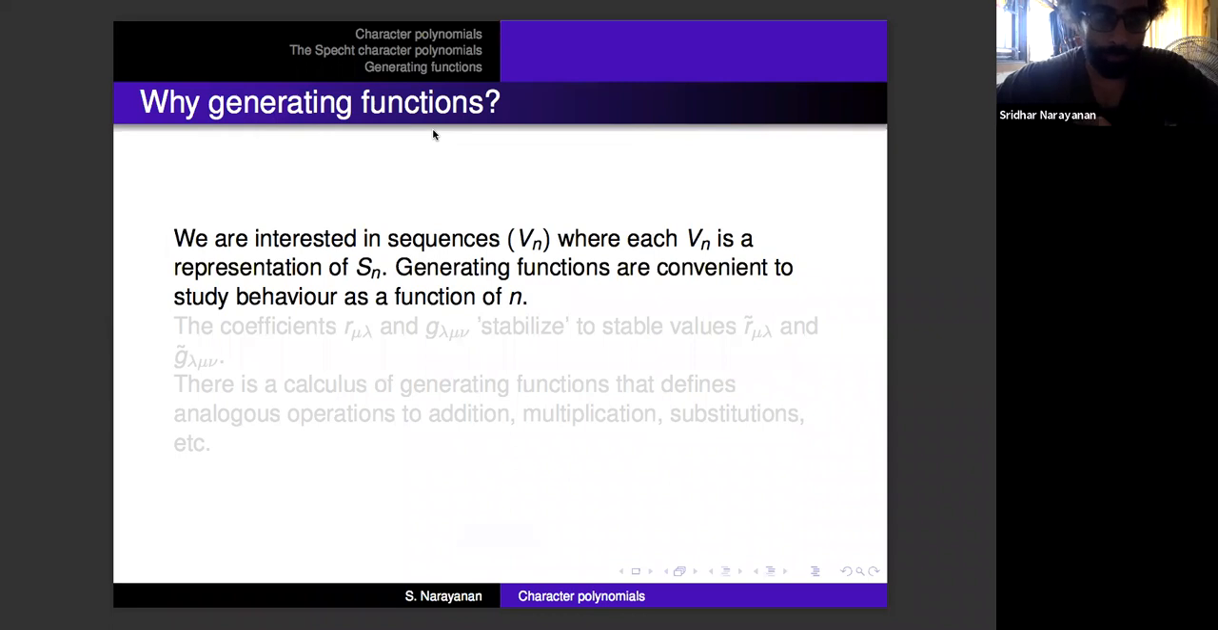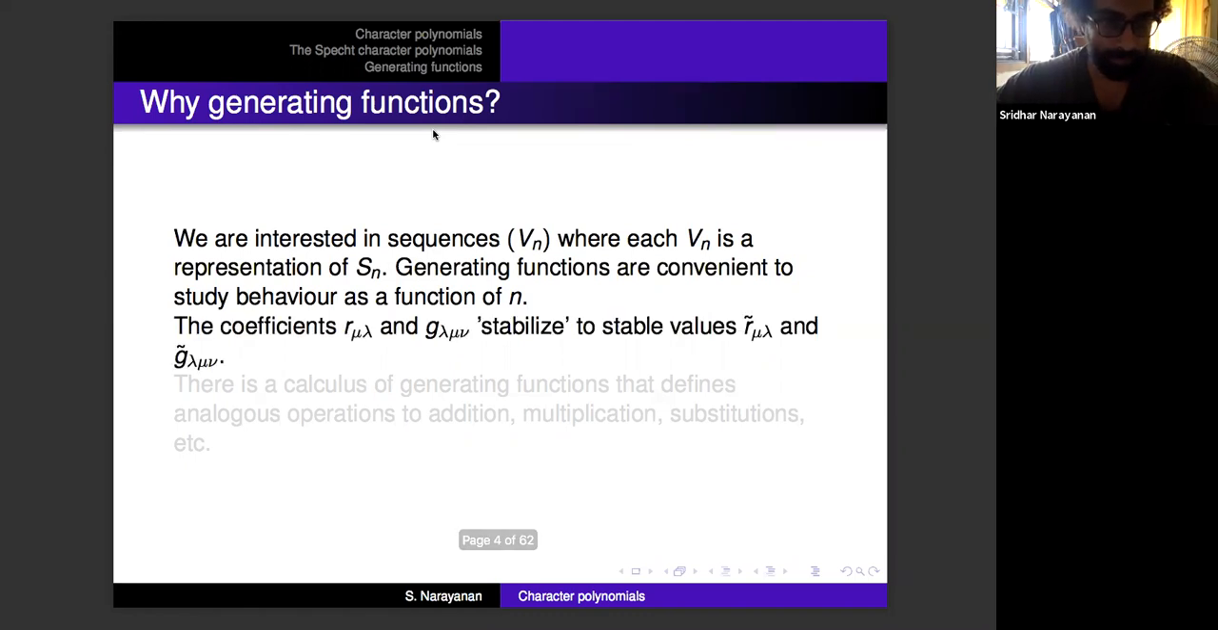Now, why generating functions are important in this setting is because we're going to be looking at sequences of spaces V_n, where each V_n is a representation of S_n. So we're interested in general behavior as n varies. And since generating functions give us expressions for the underlying quantity as the argument increases, as n increases, it's going to give us information for every n what the behavior is. That's why generating functions are good for this setting.